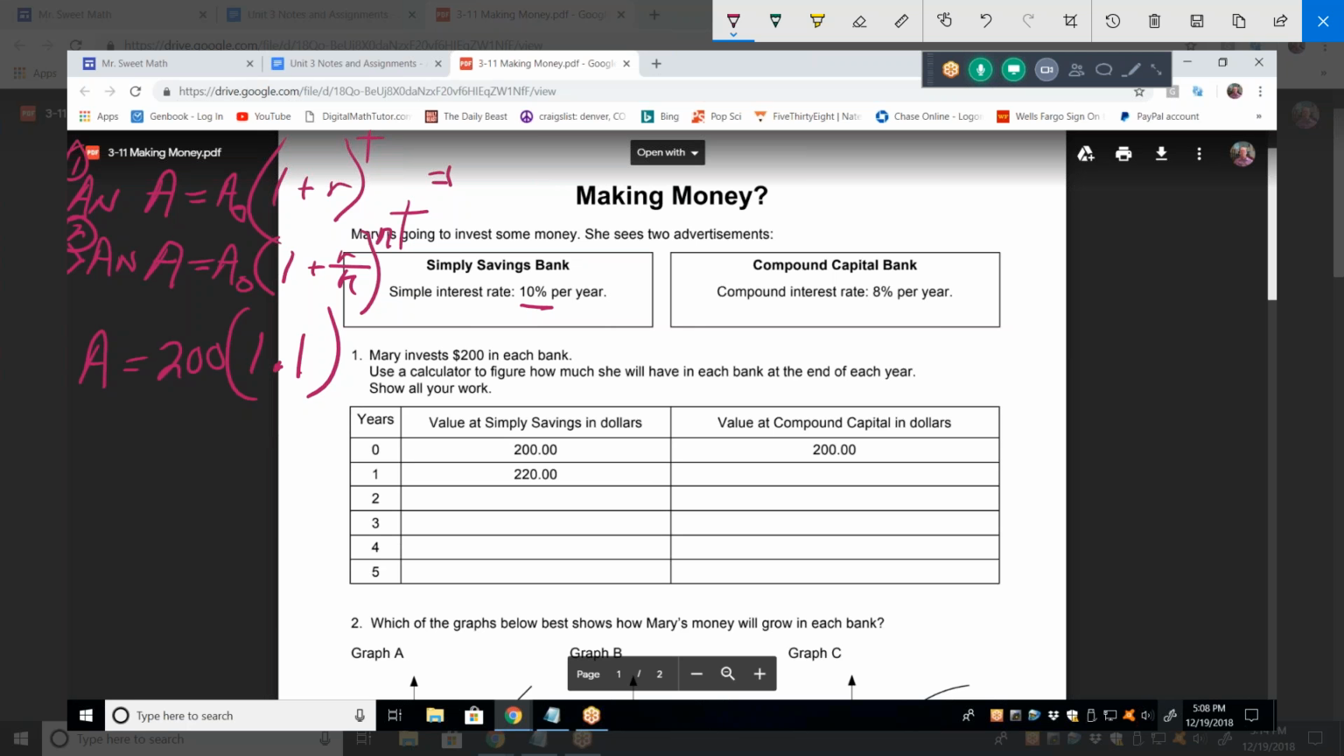To what power? Would it just be 1 because it's per year? No, T is the number of years. So it's 2. Okay. Do you have a calculator? Yeah. Take 1.1, square it, multiply it by itself, whatever, and multiply that by 200. What do you get?